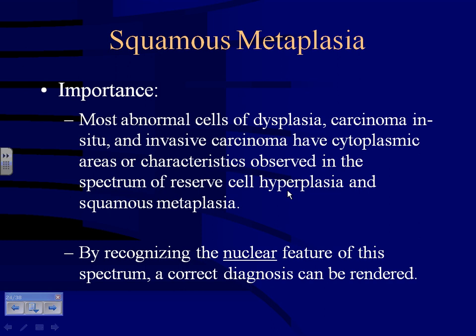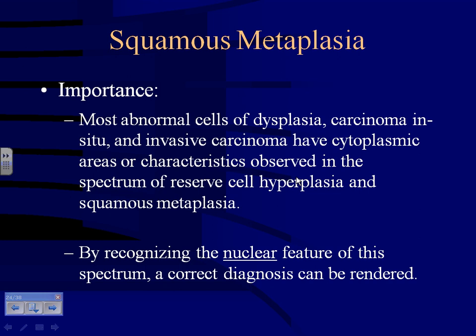The importance about squamous metaplasia is that you need to be able to distinguish them from dysplastic cells. Now, obviously, you can't do that right at the moment, but you will very soon. You don't want to mistake them. You have to be able to recognize these cells as being normal and not call them abnormal.